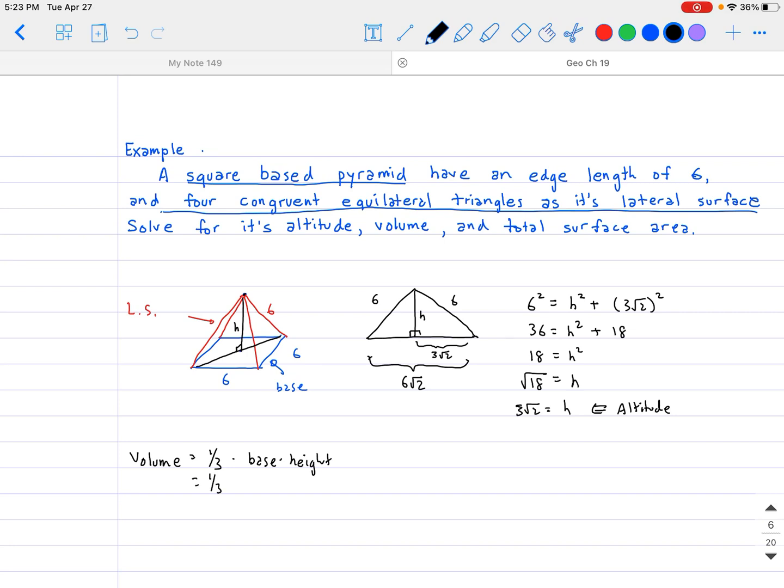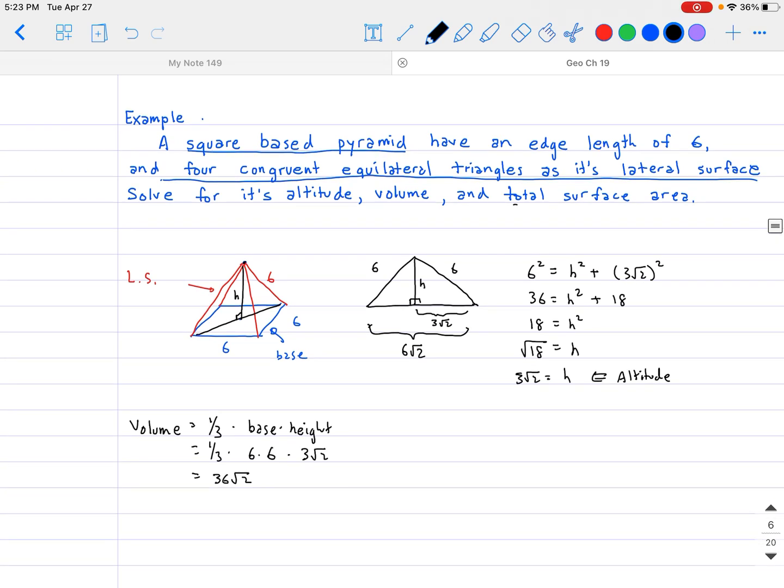We have 1/3 as is. The base is a square, so that's going to be 6 times 6. And then times the height, which we just found out is going to be 3 root 2. So multiply all that out. So your answer is going to be equal to 36 root 2 then. And I guess if you want, you can say unit cubed or something, just for the unit then.